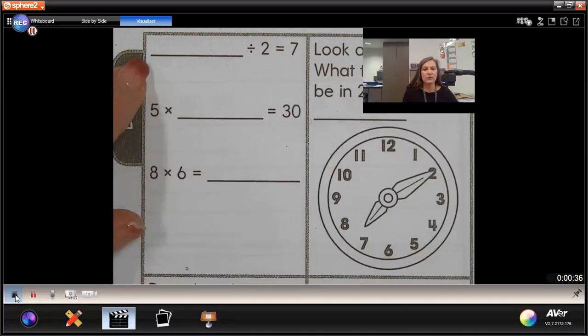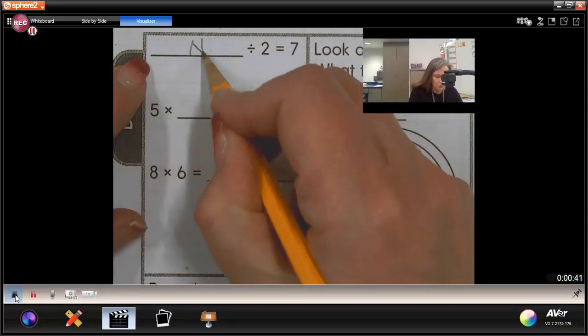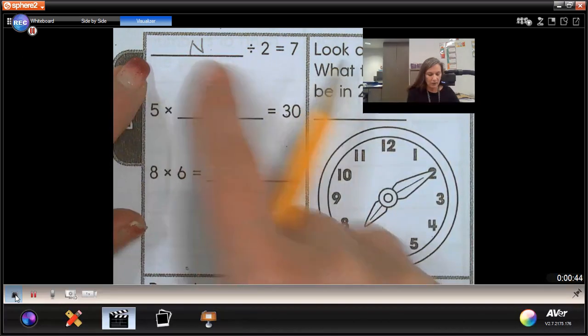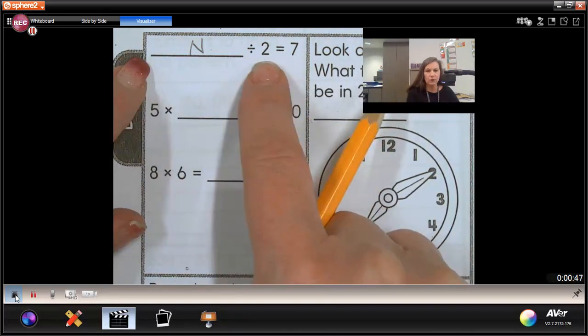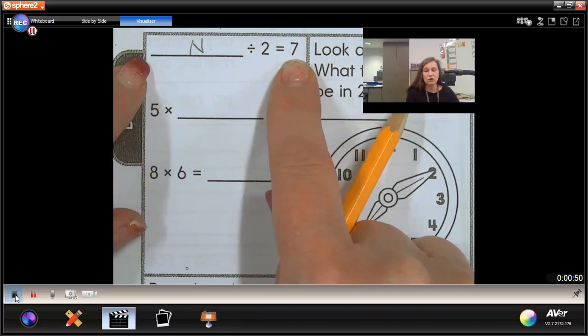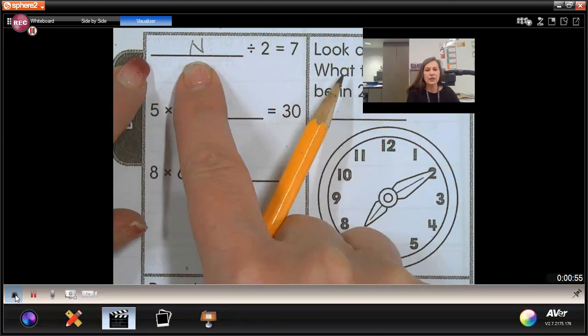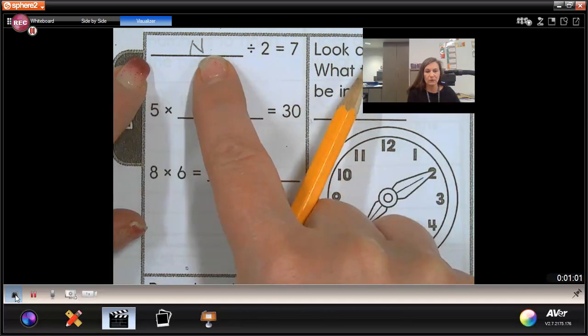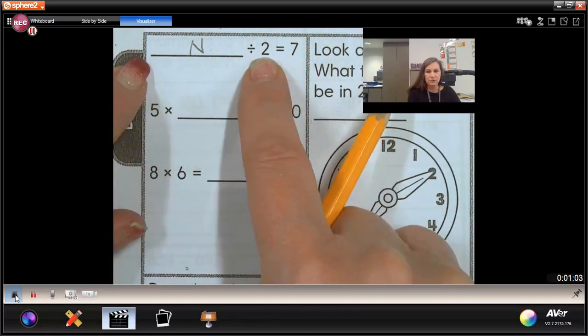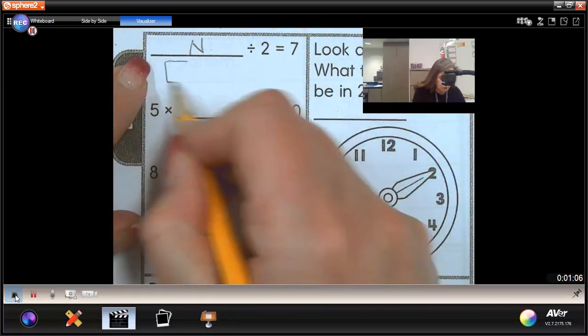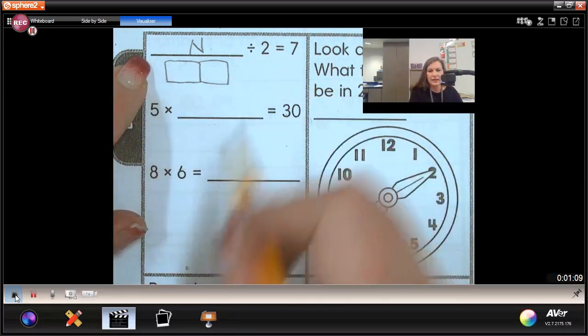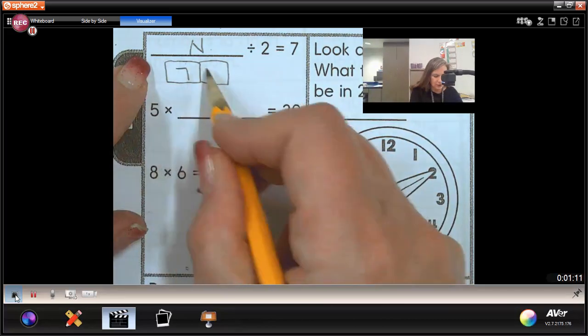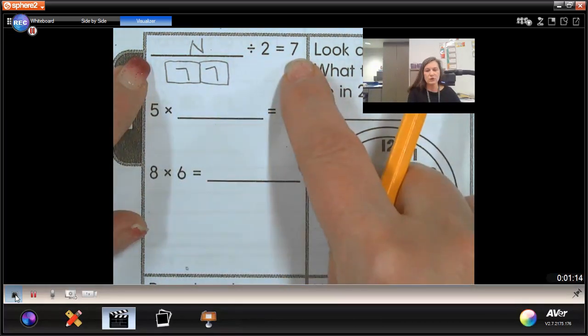And those are going to start with our first problem of blank. So we don't know what this number is, but we know that when we divide it into 2 equal groups, we get 7 in each group. Now remember, when we look for our total number of objects, we are going to use multiplication to help us find those total number of objects. So we know how many groups we have. We have 2 groups, and in each group there are 7 objects. So this is the number in each group.